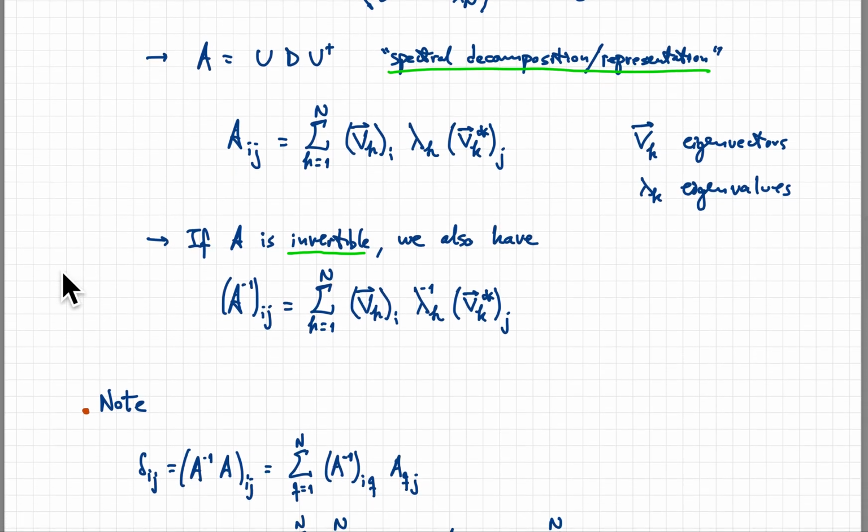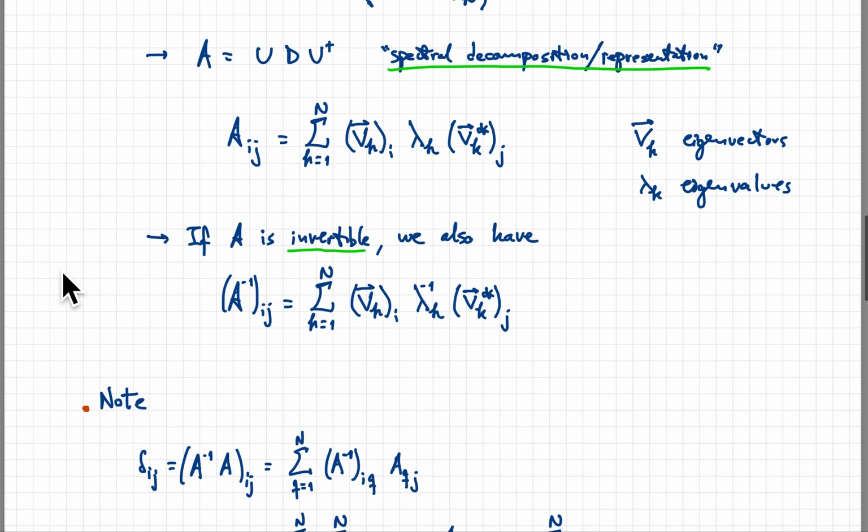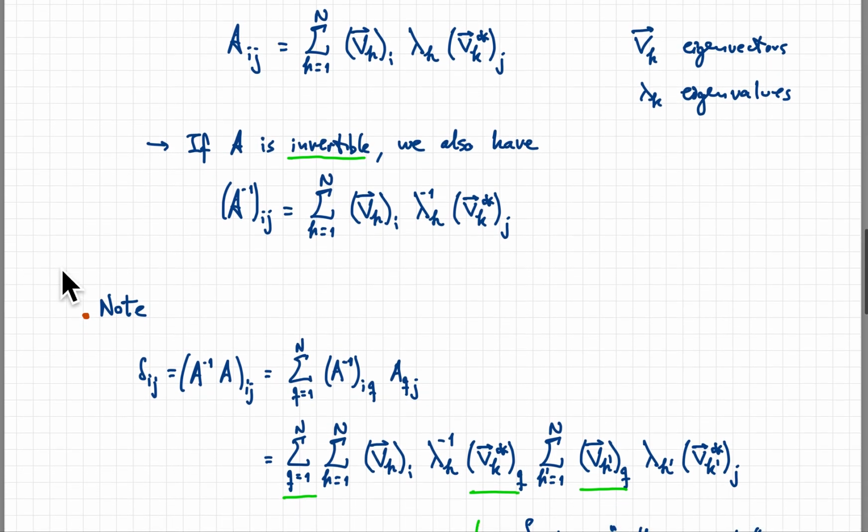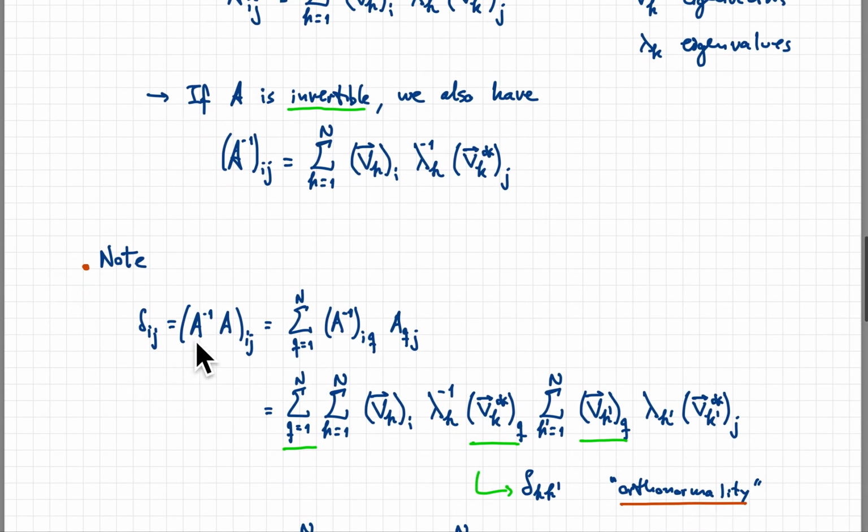Now, we can learn a little bit more if we notice that A inverse A has to be the identity, and that's what we're going to explore next. A inverse A has to be the identity matrix, and the identity matrix has elements given by the Kronecker delta ij. That is to say, when i is equal to j, the result is 1, and when i is different from j, the result is 0. And so it must be that delta ij is the result of A inverse A element ij.